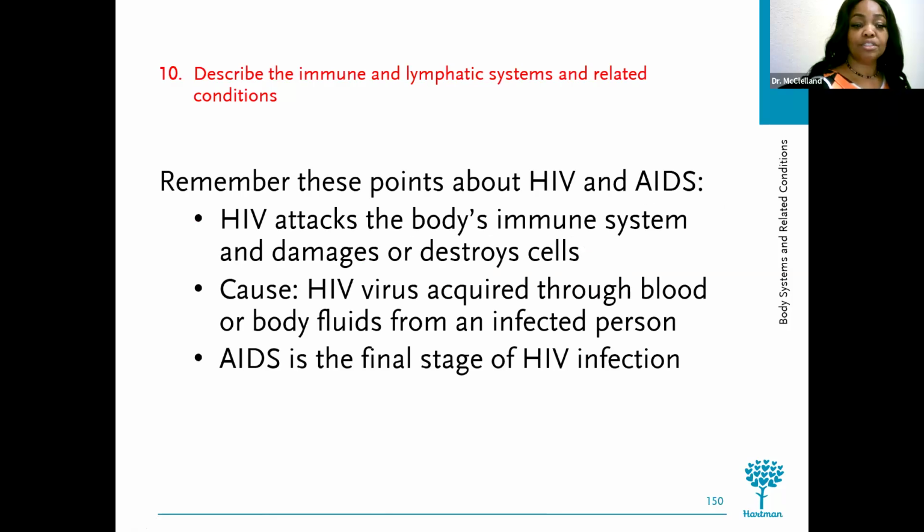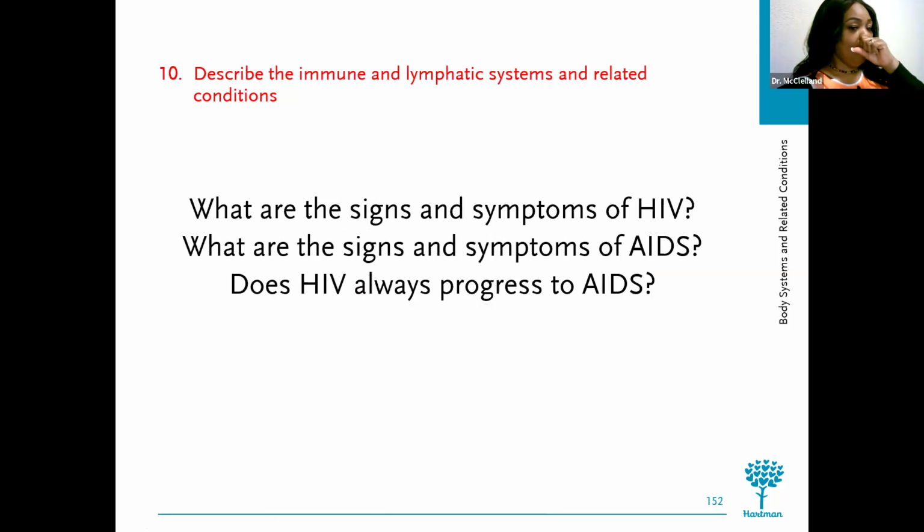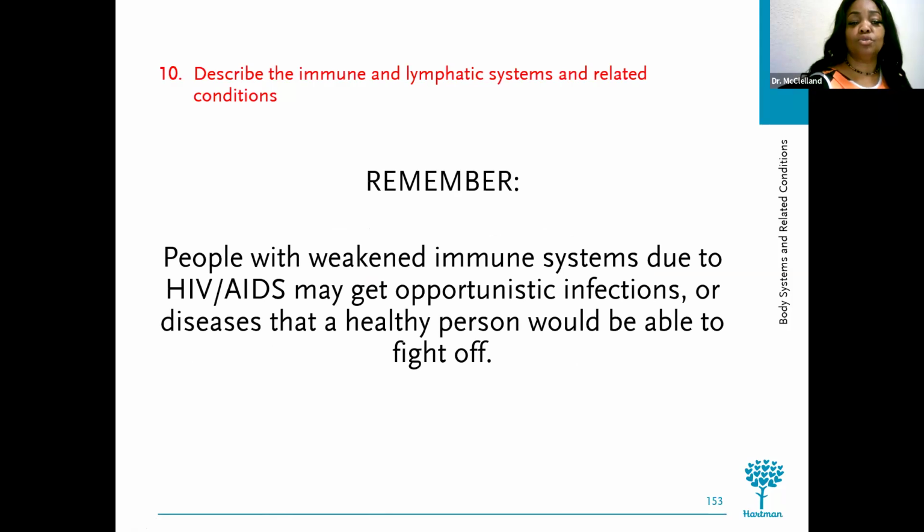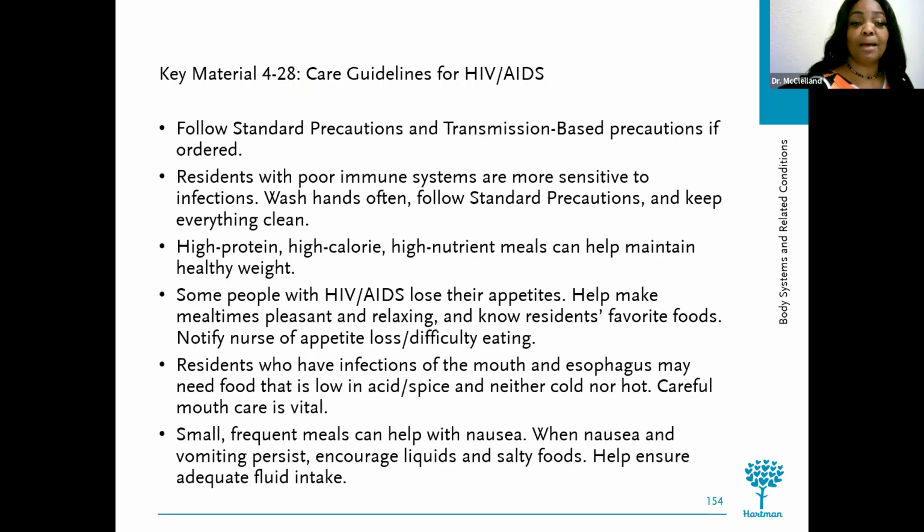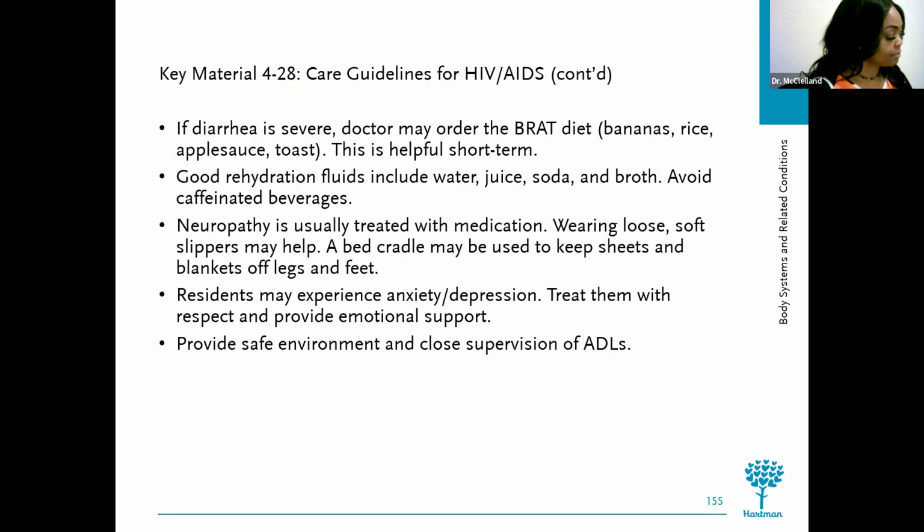HIV attacks the body's immune system and damages and destroys cells. HIV virus is acquired through blood or body fluids. AIDS is the final stage of HIV infection. People with weakened immune systems due to HIV and AIDS may get opportunistic infections or diseases that a healthy person would be able to fight off. Even a common cold for a patient with HIV could kill them. Okay. Your book talks about the guidelines for HIV and AIDS. Make sure you read through that.